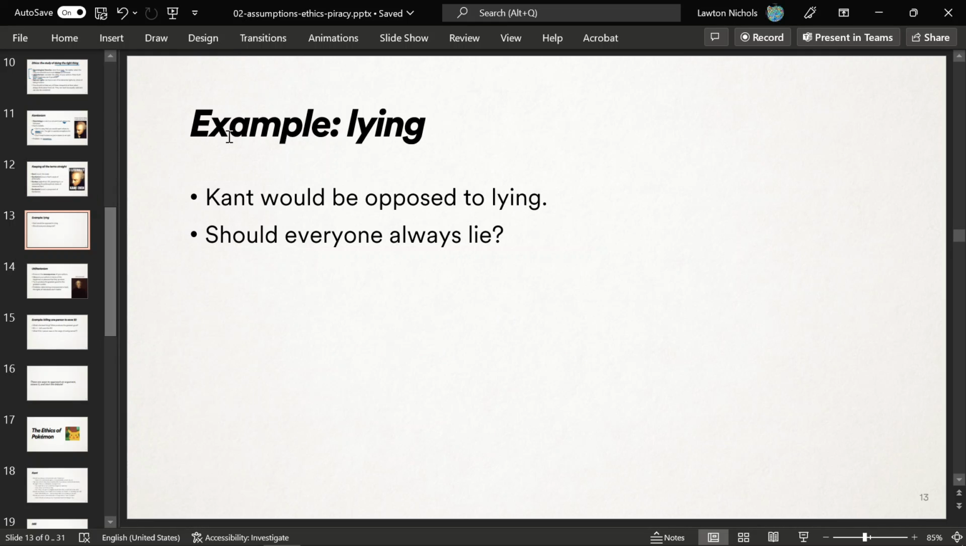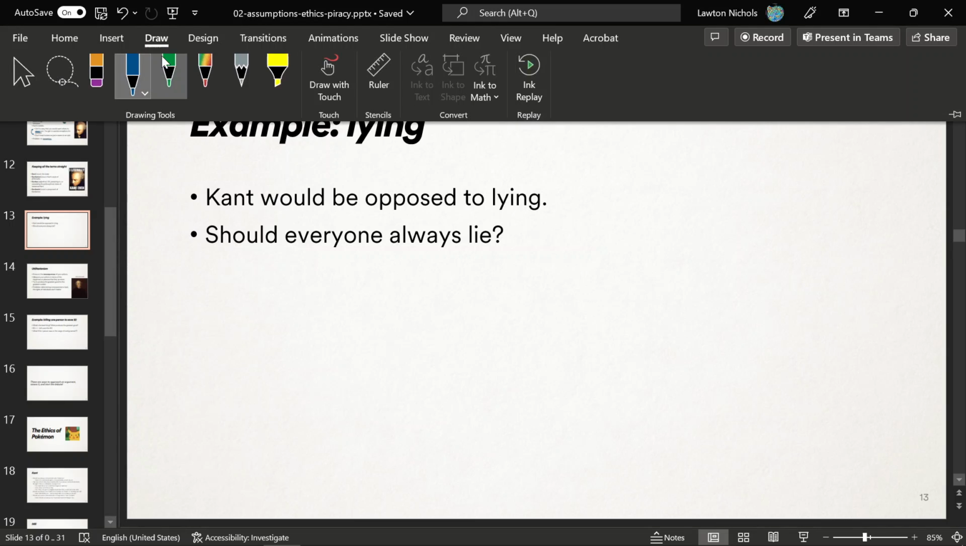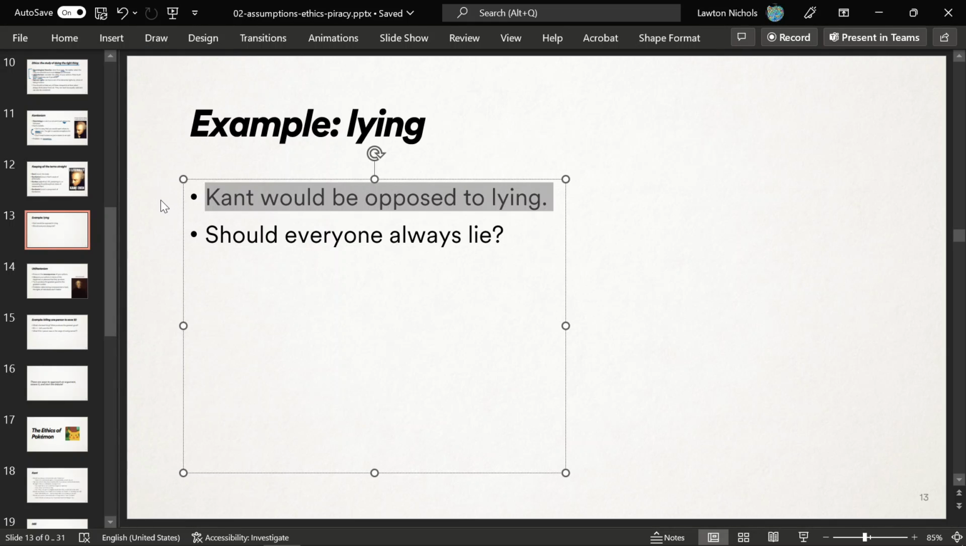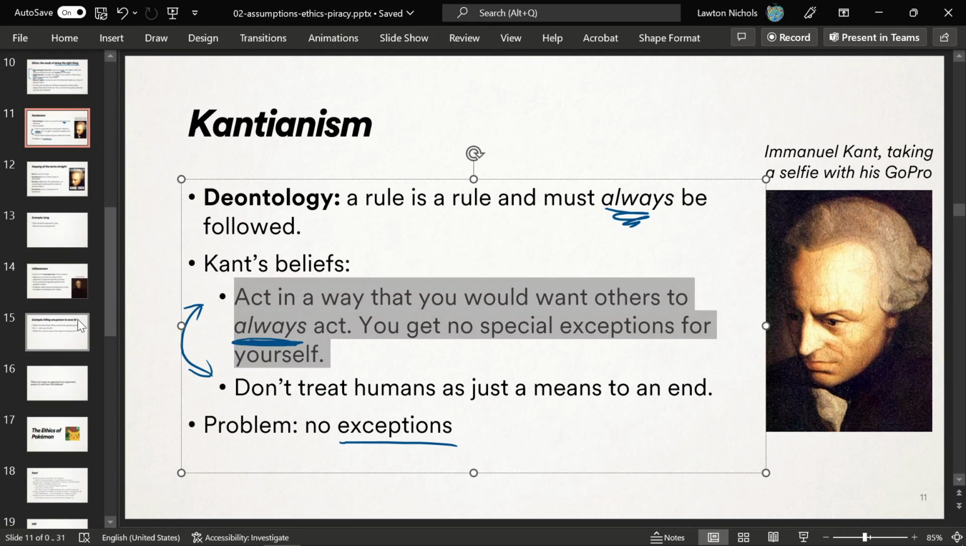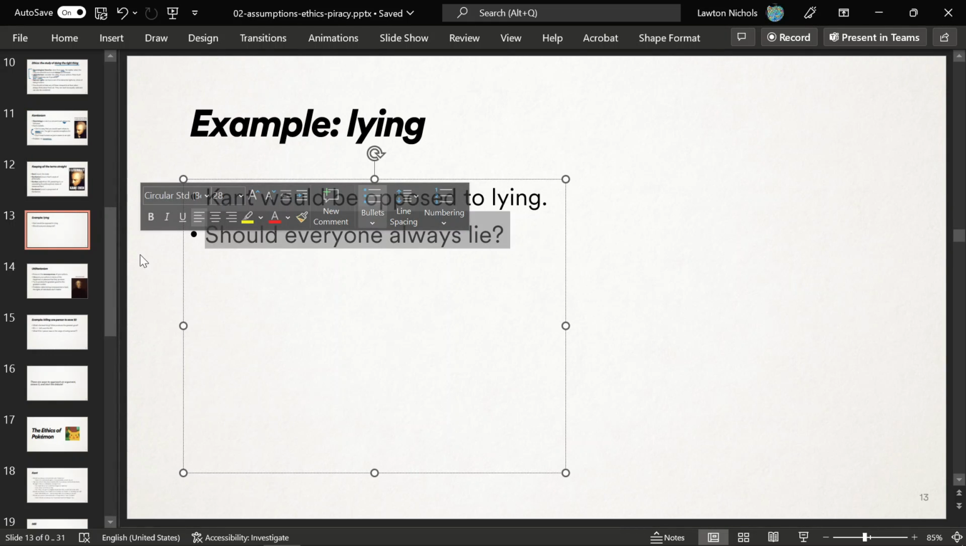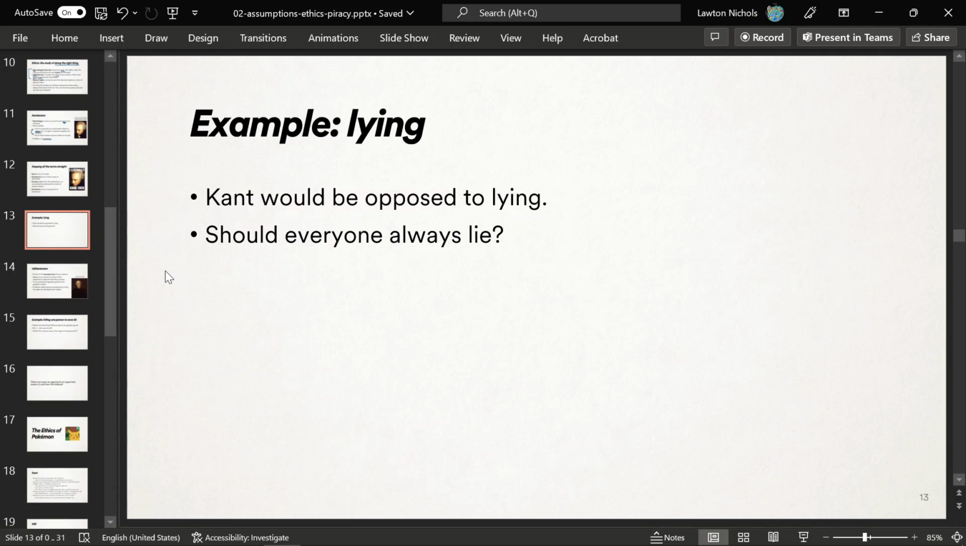So those are the terms, and I want to give you a standard example when you first learn about Kantianism. You learn about it in a philosophy class. They would teach you this, so I'm going to teach it to you too. So let's talk about lying. Kant would definitely be opposed to lying, right? Because he would ask the question, given his theory, I want you to act in a way that you would want others to always act, no special exceptions. He would ask the question, should everyone always lie? And of course the answer is no. I don't think anybody can argue the opposite, right? So yeah, no way. Everyone should always tell the truth then. That's how it should be. That's what Kantianism proposes. That's what Kantianists would say.